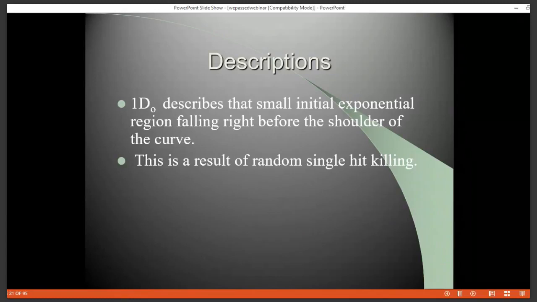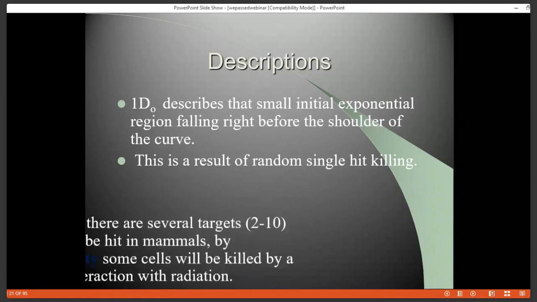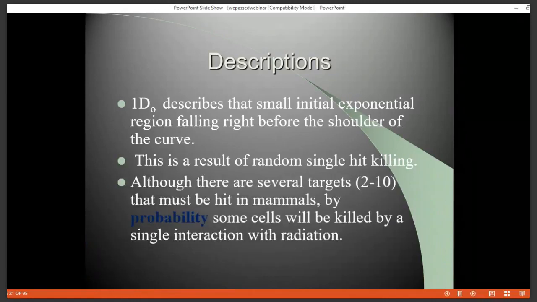So even at very low doses, even though one would expect dose to have to really escalate in order for cells to die, there is some randomness in which one interaction is all that's required to kill the cell. It's just having to be at the right place in the DNA, and that is represented at the very beginning of the curve by random single-hit killing, even though the N number tends to be higher than that. So it's just a probability part of the curve.